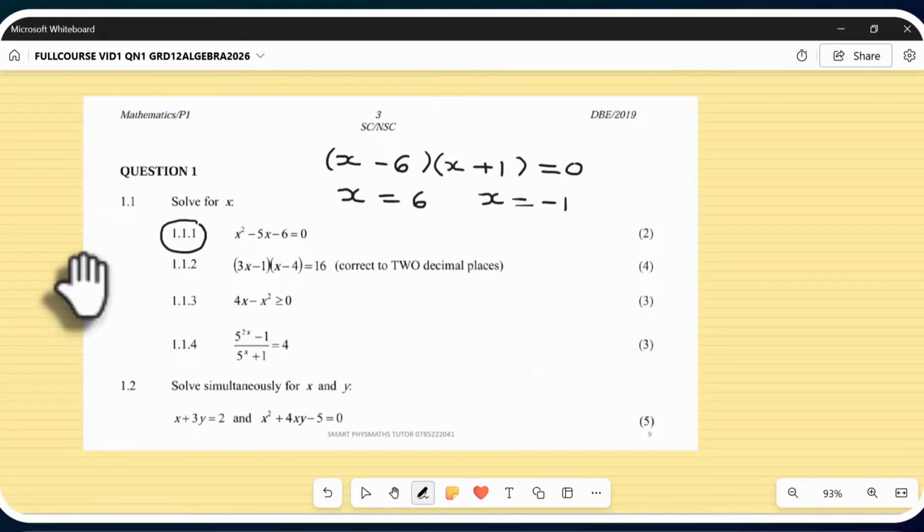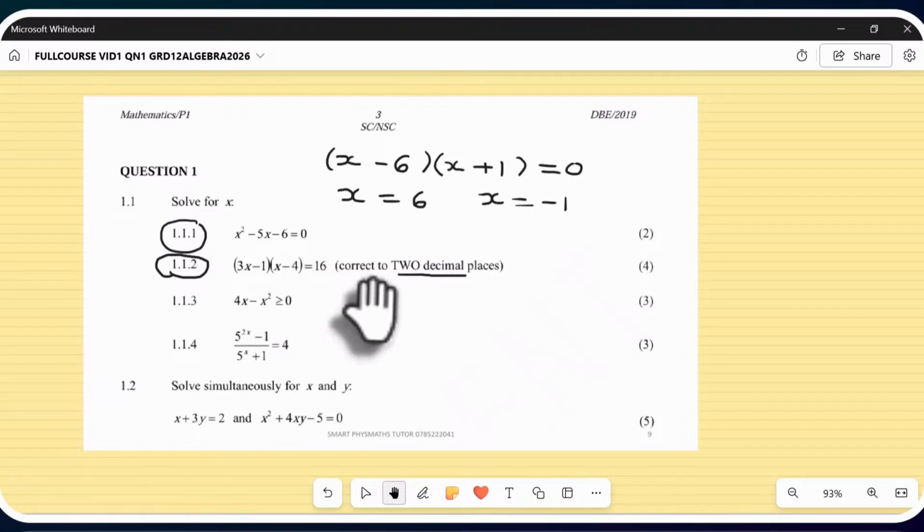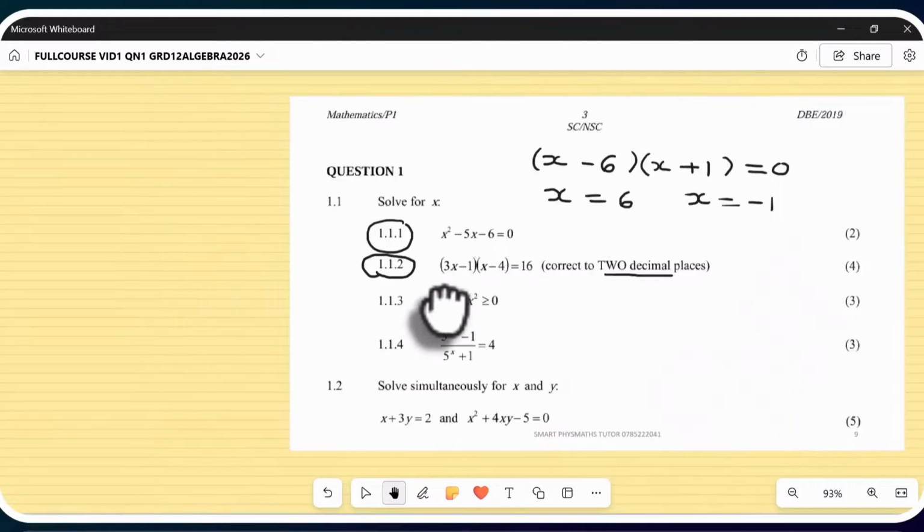Next question here. They say, open bracket, 3x minus 1, then x minus 4 equals 16, and they want the answer to two decimal places. Meaning we must use the quadratic formula when we are solving. But for now, to make things interesting, we are going to open brackets and form the standard form of the equation.